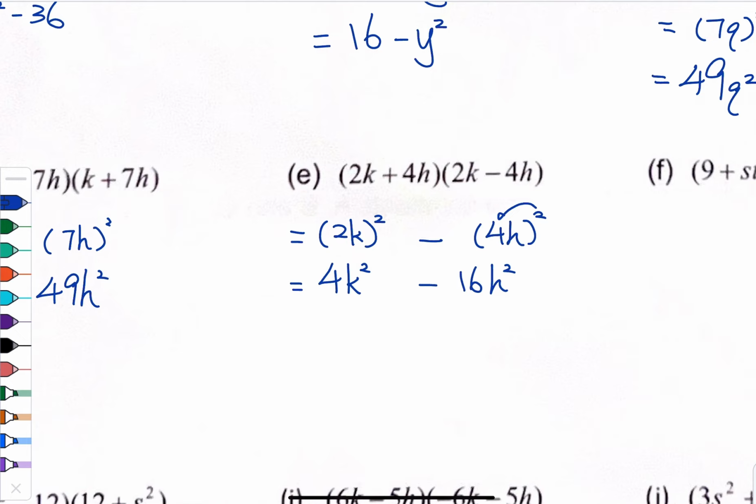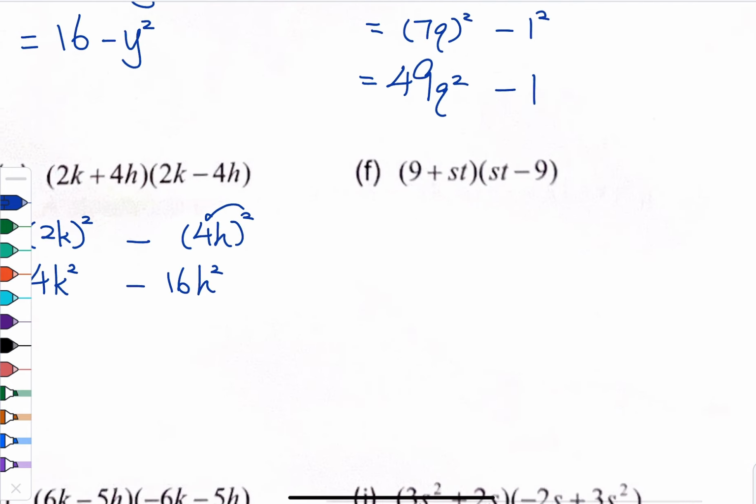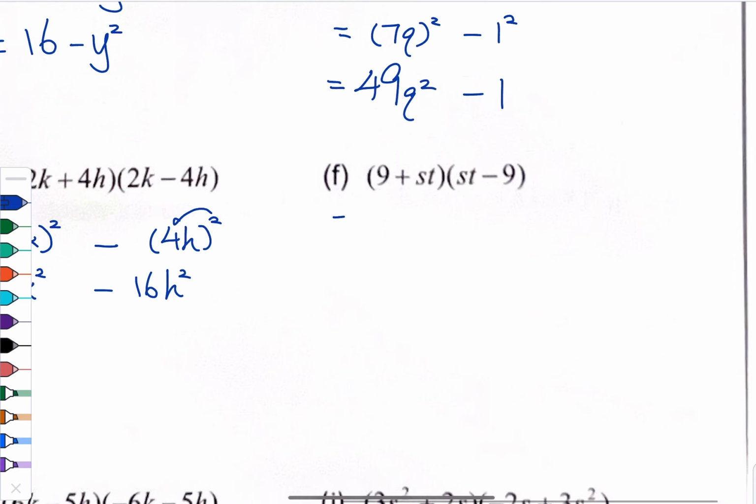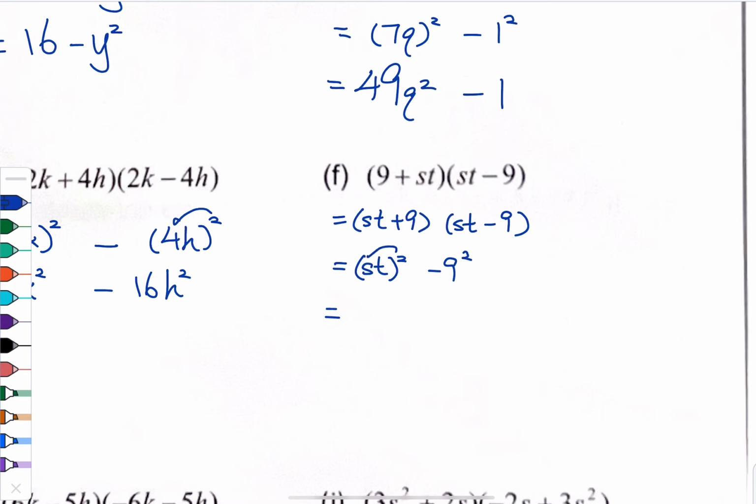Easy. Again. But again, this is not in order. So you have to make sure it's in order. Both s first. And then like that. So a plus b, a minus b. You will have a square minus b square. Square is given to both of them. So it's s square t square minus 9 square means 9 times 9, which is 81.